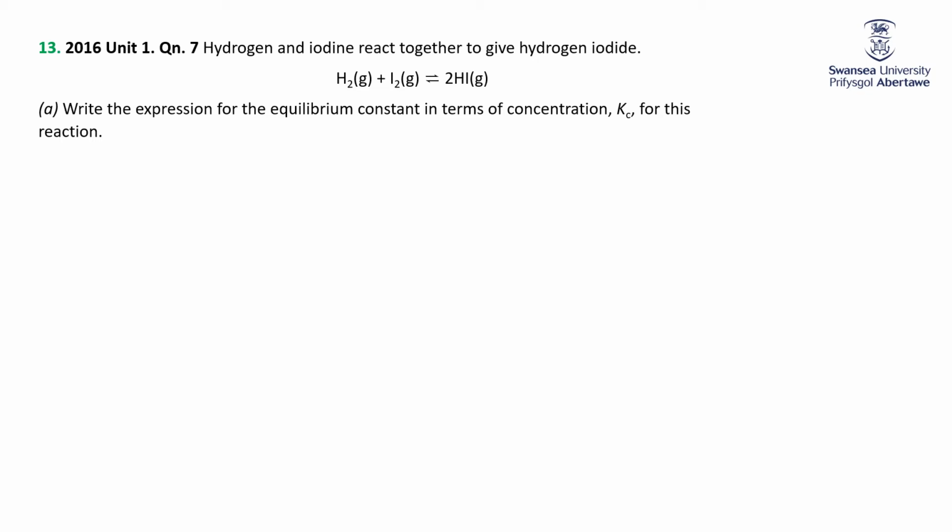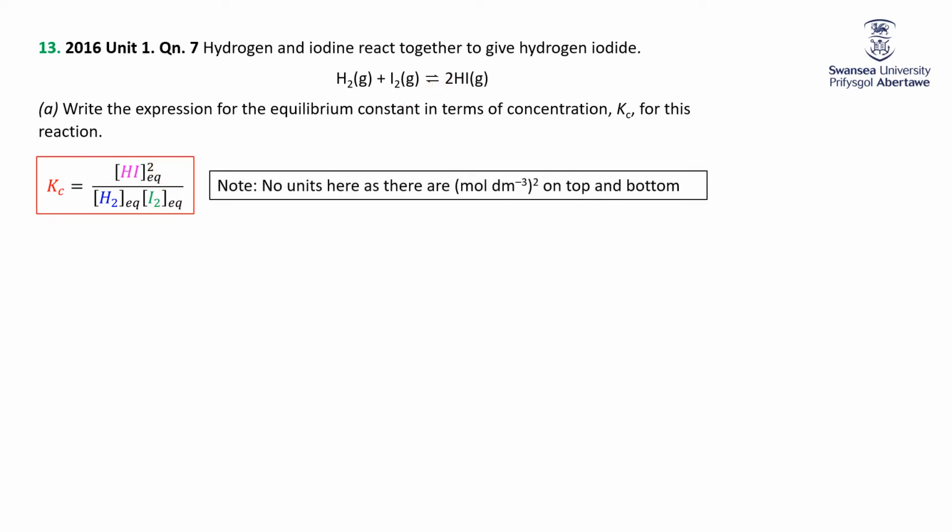So now moving into calculations, start off with writing the expression for the equilibrium constant in terms of concentration. So of course one just takes the righties over the lefties, multiply them together. Don't forget to put in that it is at equilibrium. And because we've got 2HI, we square that. So as units go here, you've got concentration squared on top, concentration squared on the bottom.